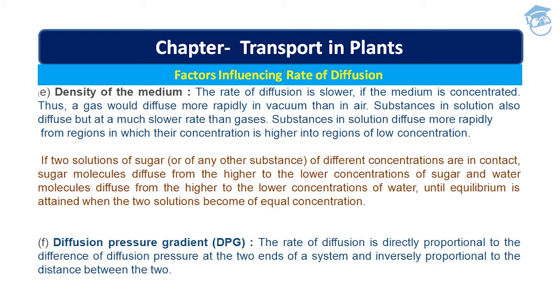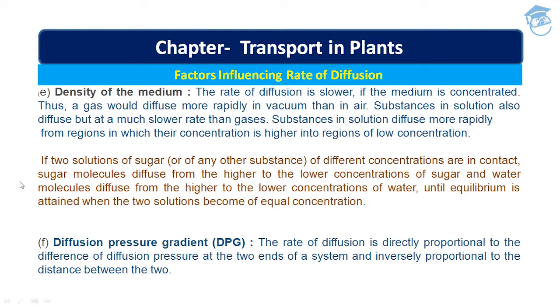Substances in solution also diffuse, but at a much slower rate than gases. And substances in solution diffuse more rapidly from a region in which their concentration is higher into a region of lower concentration. Now let's say two solutions of sugar of different concentration are in contact. Sugar molecules diffuse from higher to lower concentration of solute, and water molecules will diffuse from higher to lower concentration of water until equilibrium is established, when the two solutions become of equal concentration.